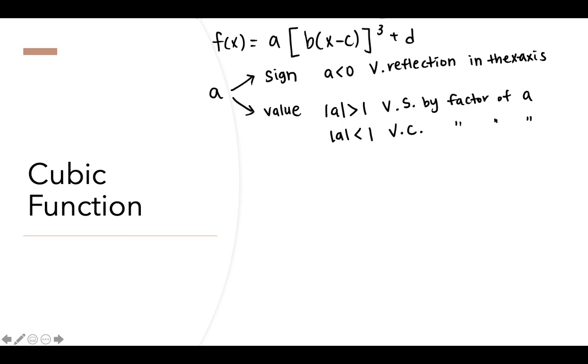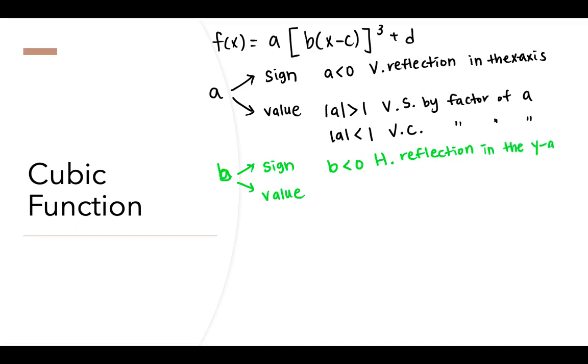Okay. Now, also, if I want to look at b, it's the same idea. For b, we will be looking at the sign and the value. If b is less than 0, this time it's a horizontal transformation, a reflection in the y-axis. Now, for the value, I'm going to take the absolute value of b.